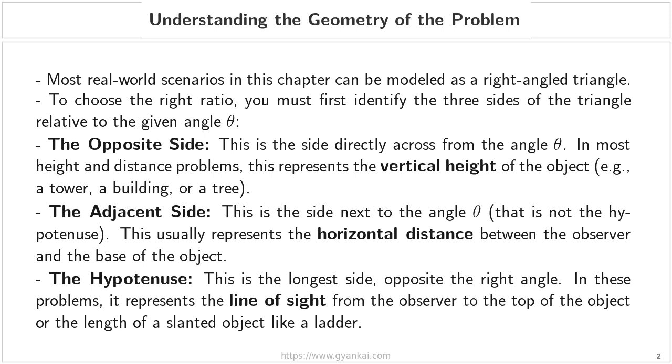This is always the longest side of the triangle, located directly opposite the right angle. In these practical problems, the hypotenuse often represents the line of sight. That's the diagonal path your eyes follow from the observer to the top of the object, or it could represent the length of a slanted object, like a ladder leaning against a wall. Once you have correctly identified these three sides, you'll be ready to move on to the next step, deciding which trigonometric ratio to use based on which sides you actually have.